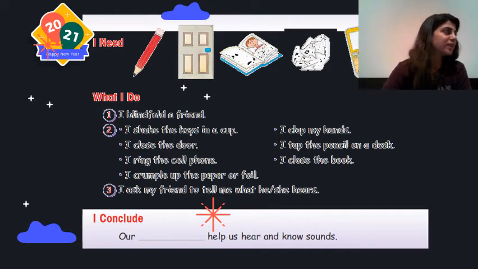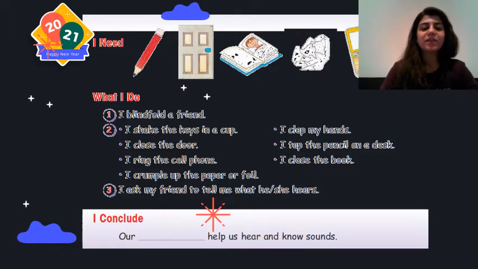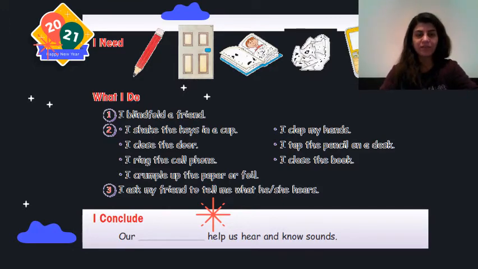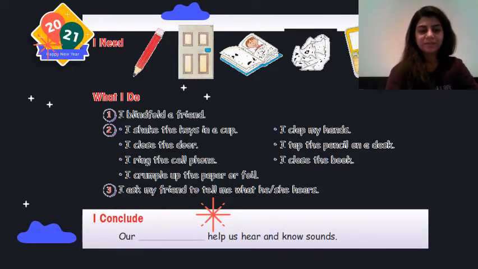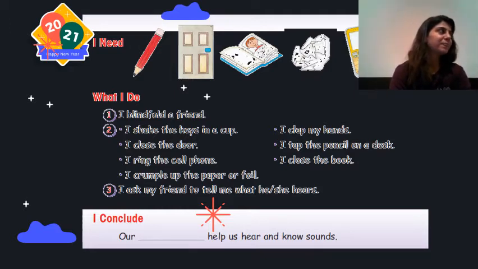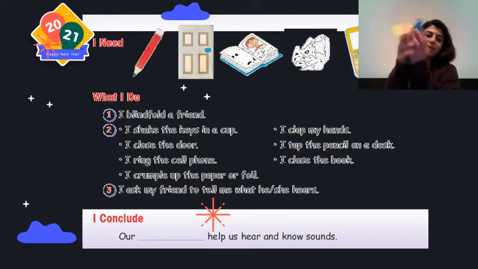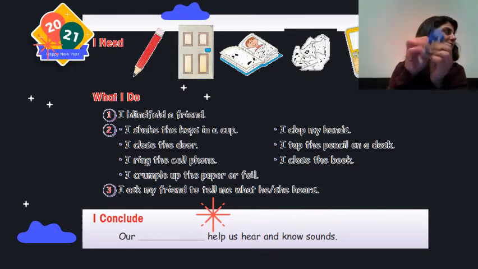What can you hear? Someone slammed the door. Now I'm gonna ring the cell phone, okay? What can you hear? A cell phone ringing. Okay, now I'm gonna crumble up the paper. What can you hear? Crumbling of paper.